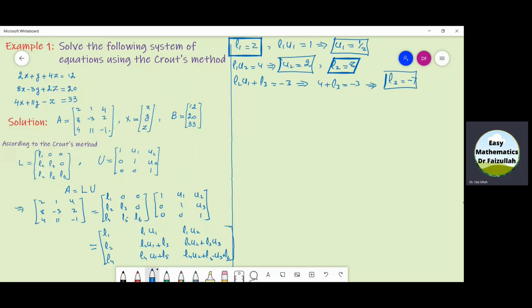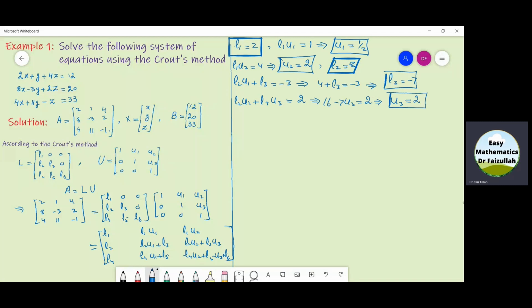Comparing the next element, we have L2 U2 plus L3 U3. That is equal to 2. Let us put values. L2, which is 8, U2 is 2. 8 2s are 16. 16, but L3 is minus 7. U3 is equal to 2. And from here, we get the value of U3, which is equal to 2.